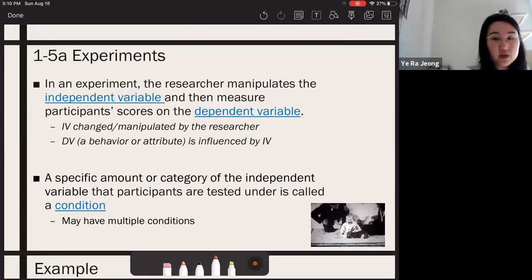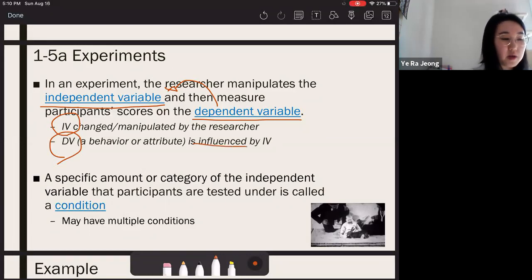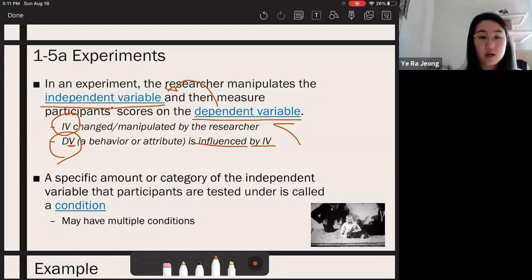In experiments, the researcher manipulates the independent variable and then measures how the dependent variable changes based on the independent variable. So the independent variable is actively changed or manipulated by the researcher, whereas the dependent variable is something that's getting measured that is being influenced by the independent variable. The dependent variable is dependent on the independent variable. And within the independent variable, there might be multiple categories of how it's manipulated, and each of the categories is called a condition. Each independent variable may have multiple conditions.